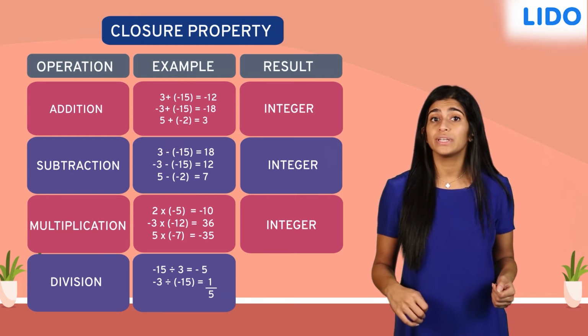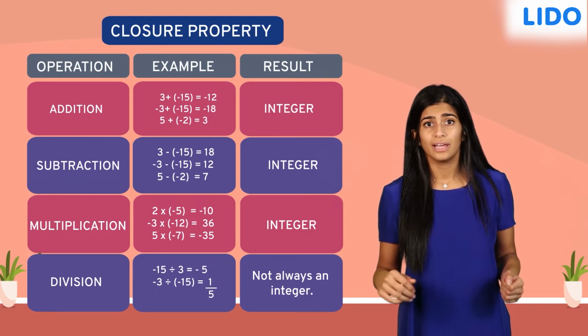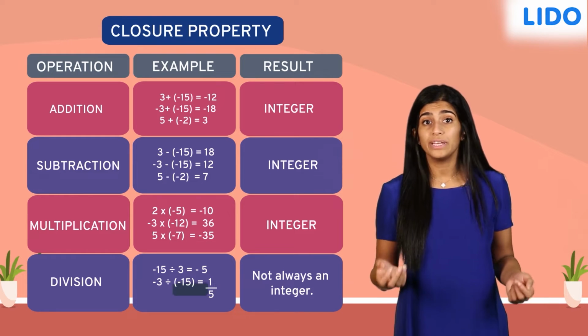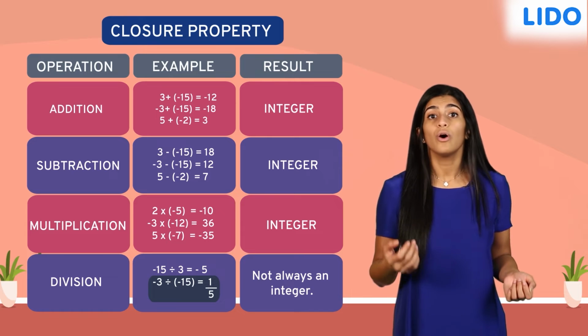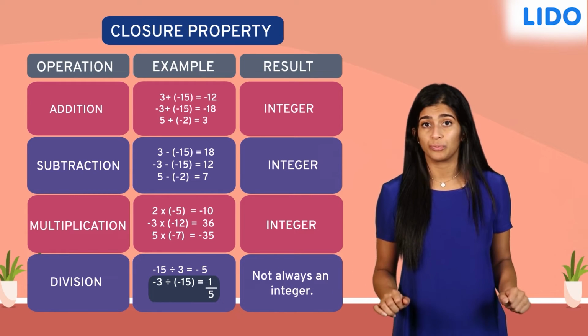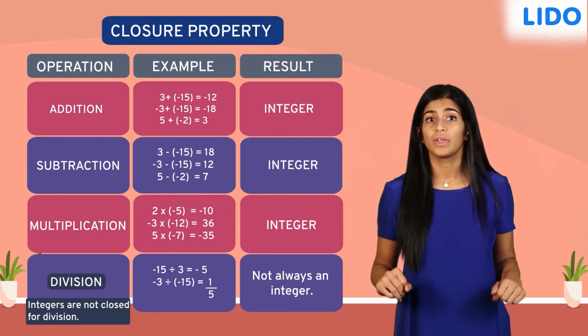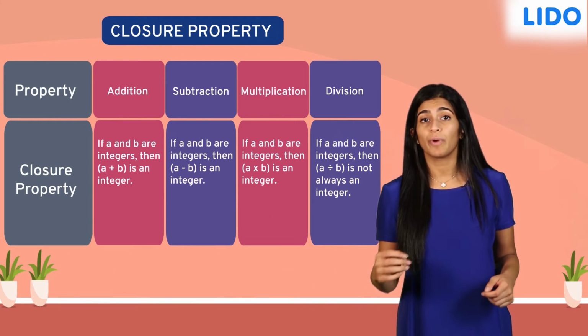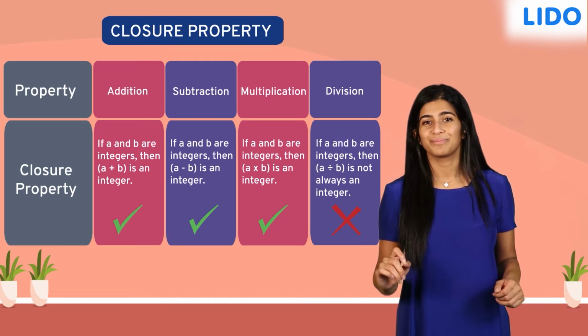When we divide two integers, we don't always get an integer as the quotient. Like in this case, when we divide -3 by -15, we get 1 over 5. Fractions are not a part of the integer group. Therefore, integers are not closed for division. So, we see that the closure property holds true for all but division of integers.